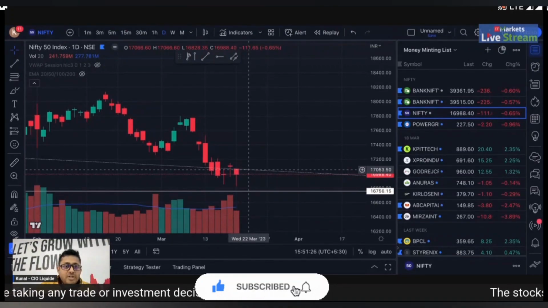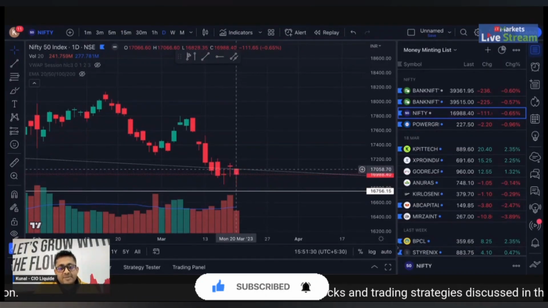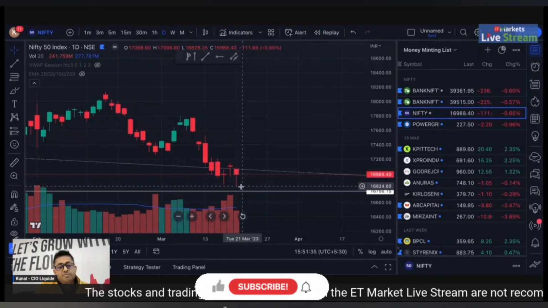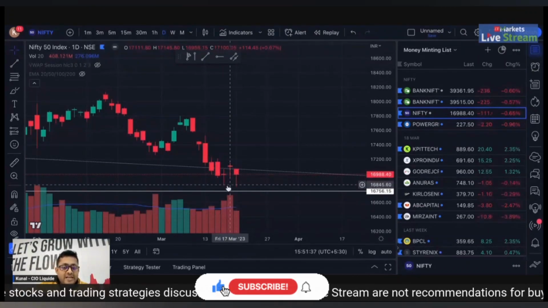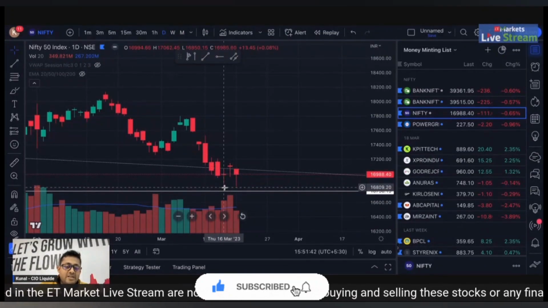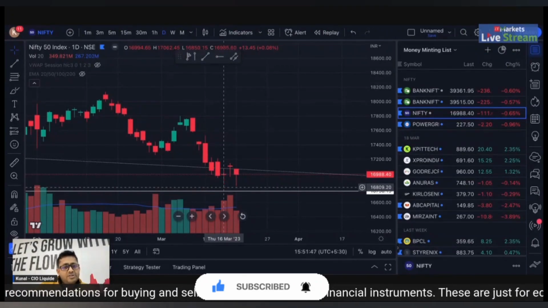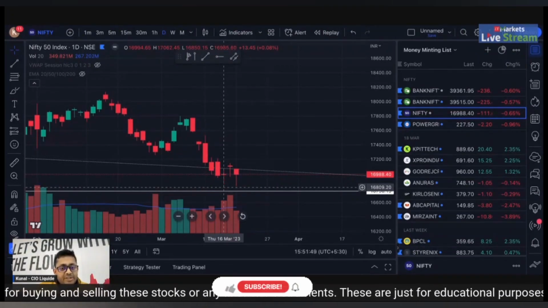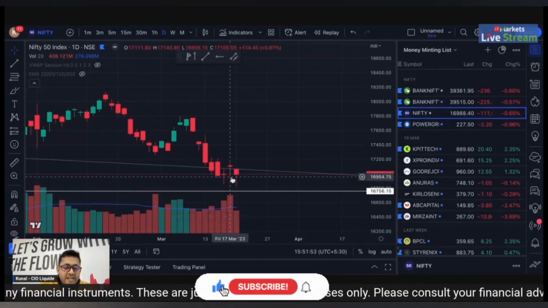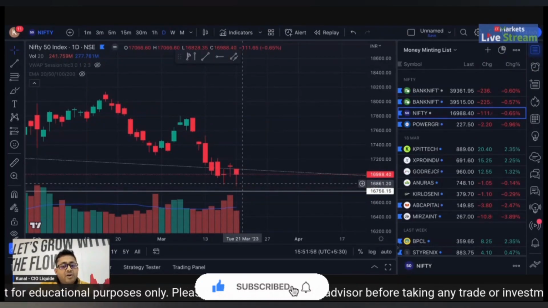17,066 is where we opened, and then the market started going down and down. We were thinking that it has broken this critical support level, because 2 days back also we were in and around the 16,850 low. It is not 50 rupees, it is 50 points basically. 16,850 was the low. Today it broke that and trapped a lot of sellers.